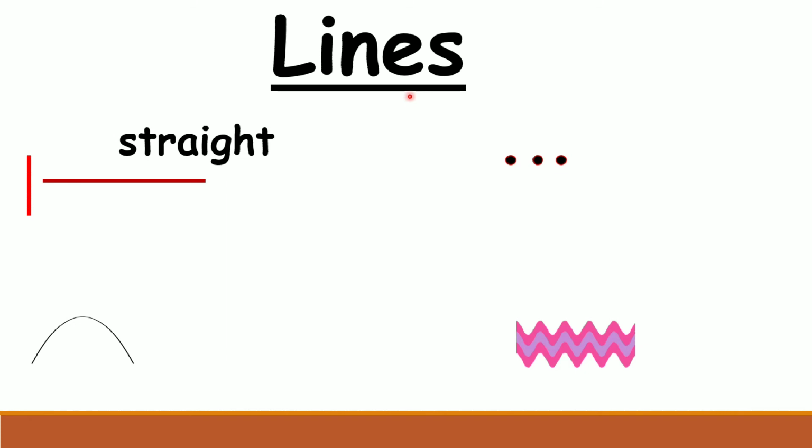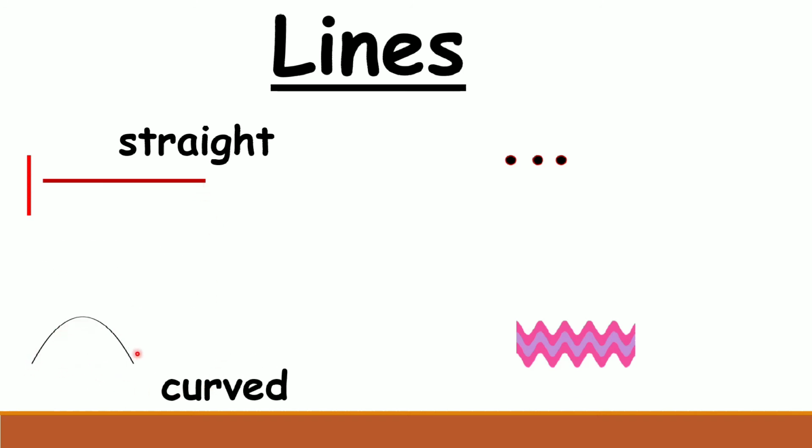We start with the straight line. Okay, this is a straight line and this is also a straight line. This is a horizontal straight line, this is a vertical straight line, and this is a horizontal straight line. This is a vertical straight line and this is a horizontal straight line.